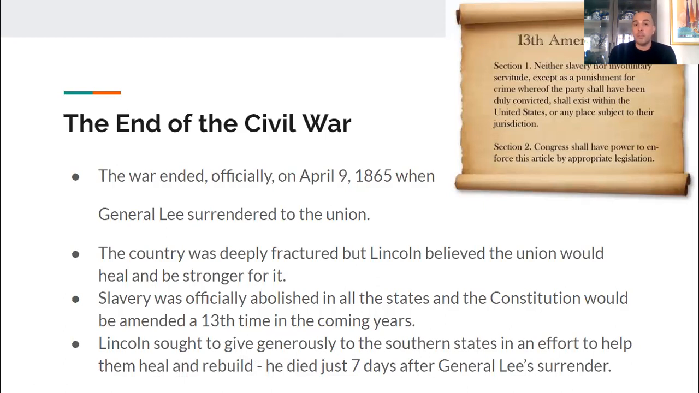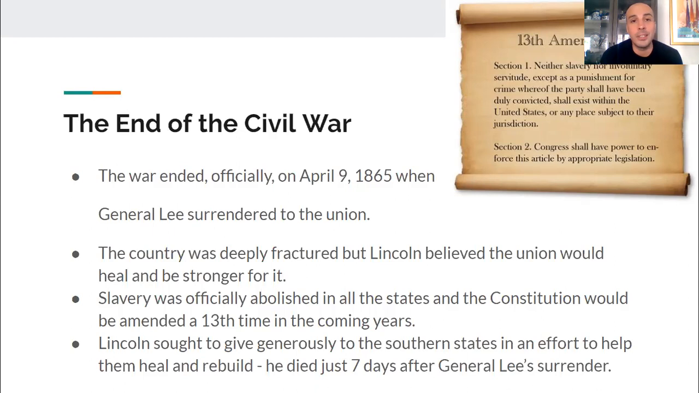Slavery was officially abolished when President Lincoln issued the Emancipation Proclamation. And several years later, in fact, the 13th Amendment, which you can see here, outlined the complete abolition of slavery across the country, making it illegal. And Lincoln sought to generously help the southern states to heal and rebuild. He wanted them to be welcomed back into the country.